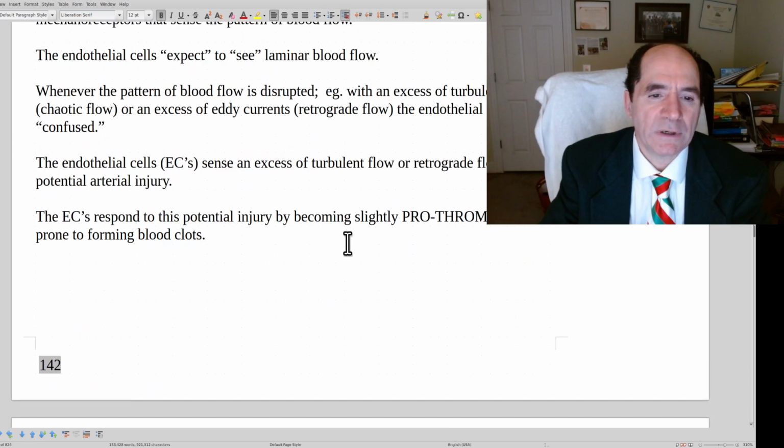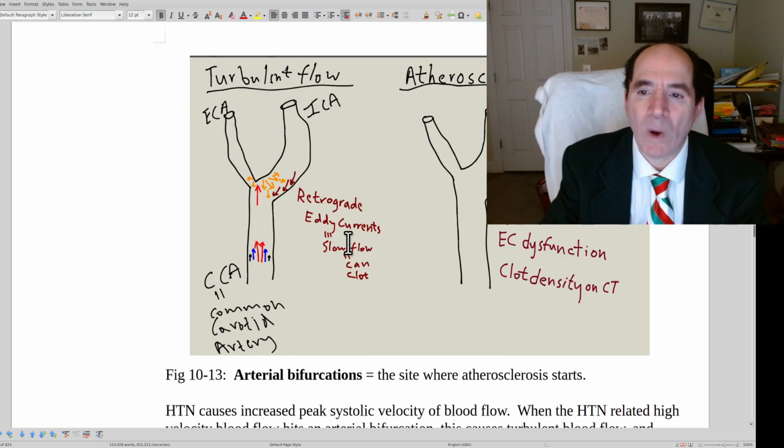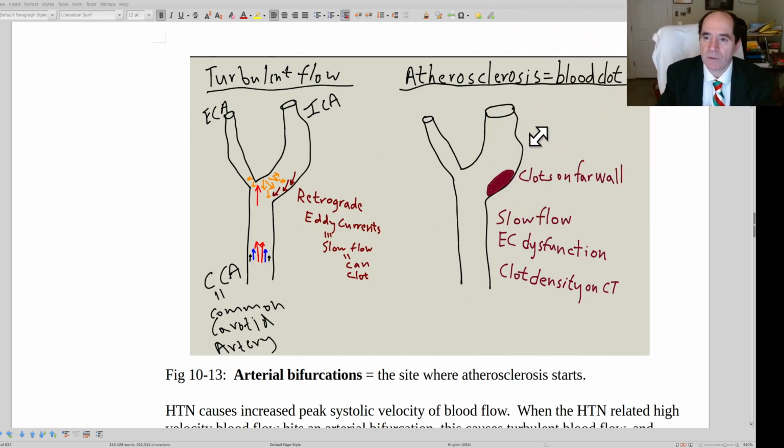This is going to be important in a sec, because laminar flow is what your body wants. That's what your arteries expect. And so let's talk about what happens when you disrupt laminar flow.